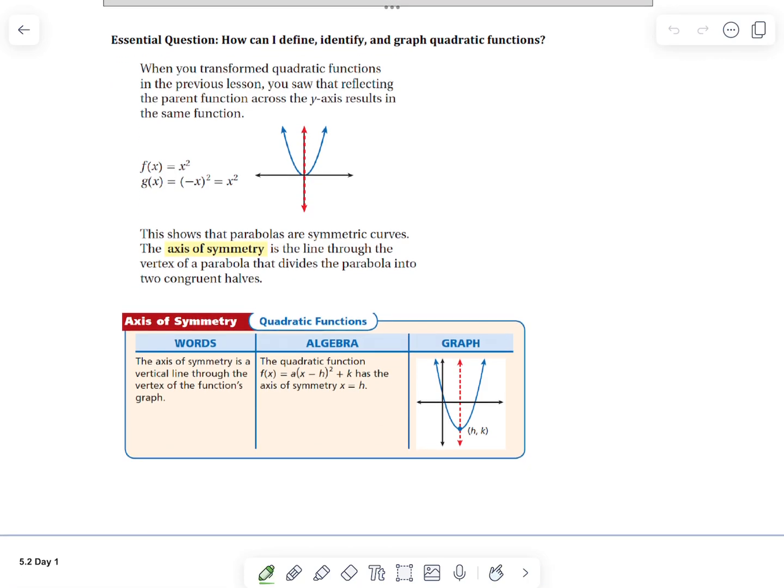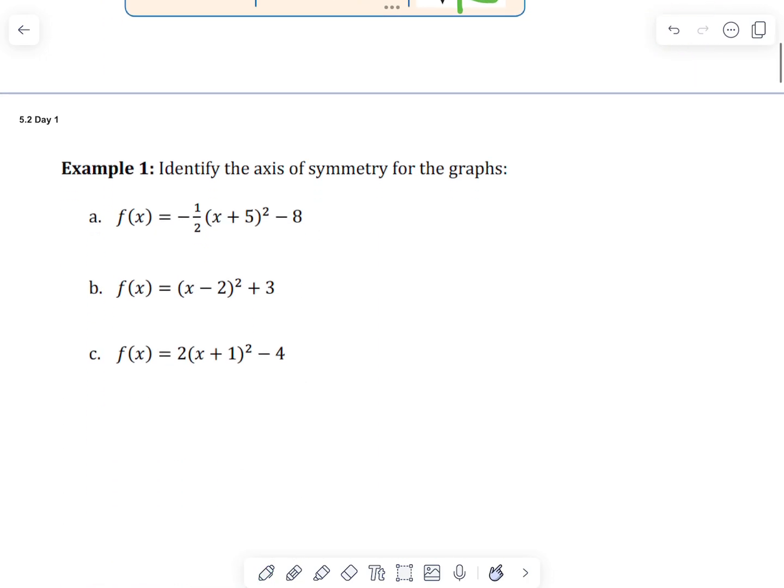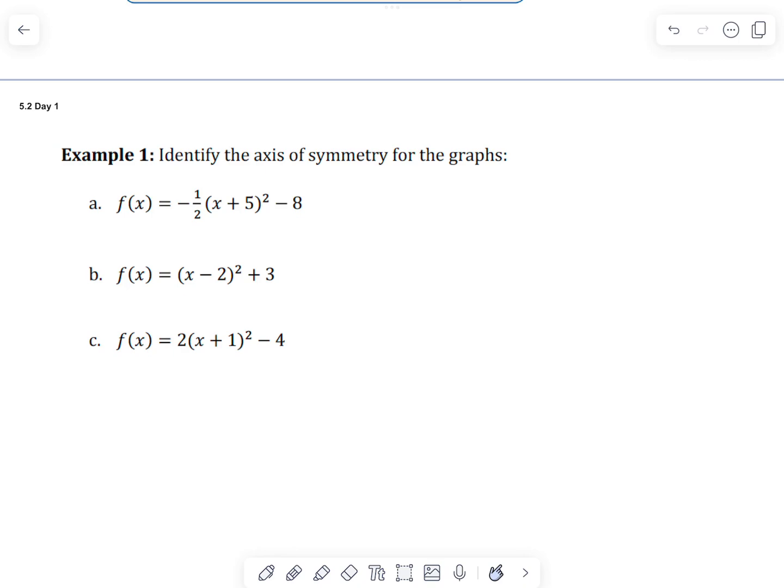there is an axis of symmetry that runs through the vertex. So here is a chart that shows you where that line of symmetry is that runs through the vertex. So this (h, k) is our vertex point. And that vertex point could be the maximum or the minimum of the parabola, depending if it's reflected or not. So example 1 says, identify the axis of symmetry for the graph.